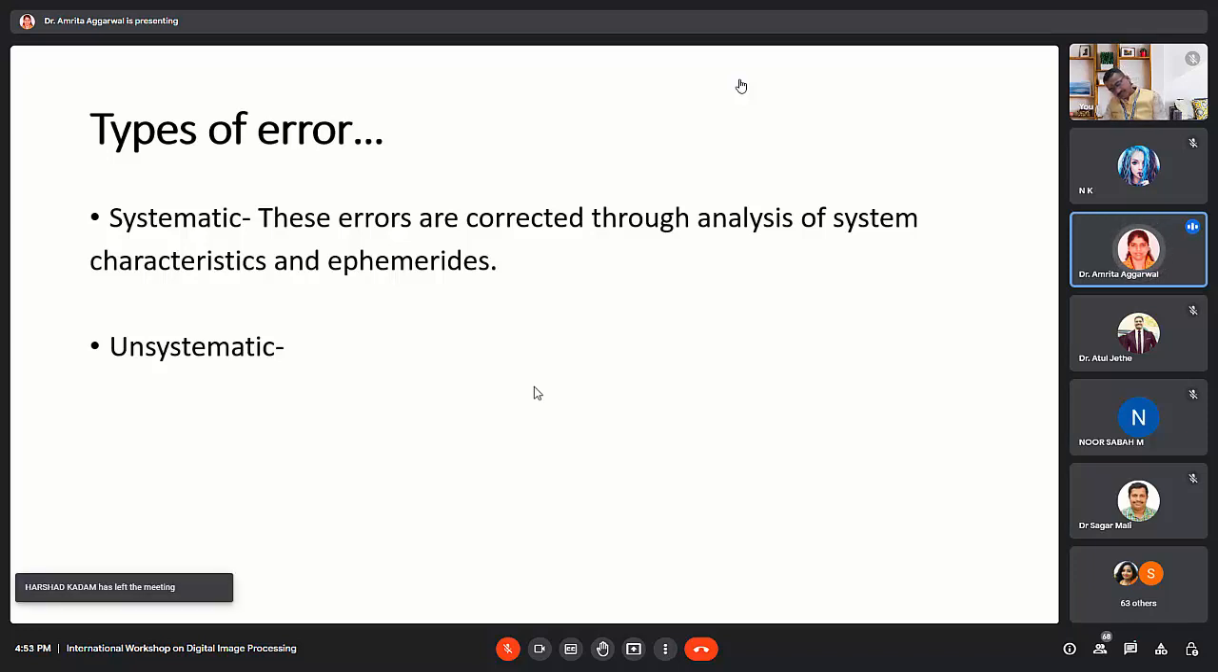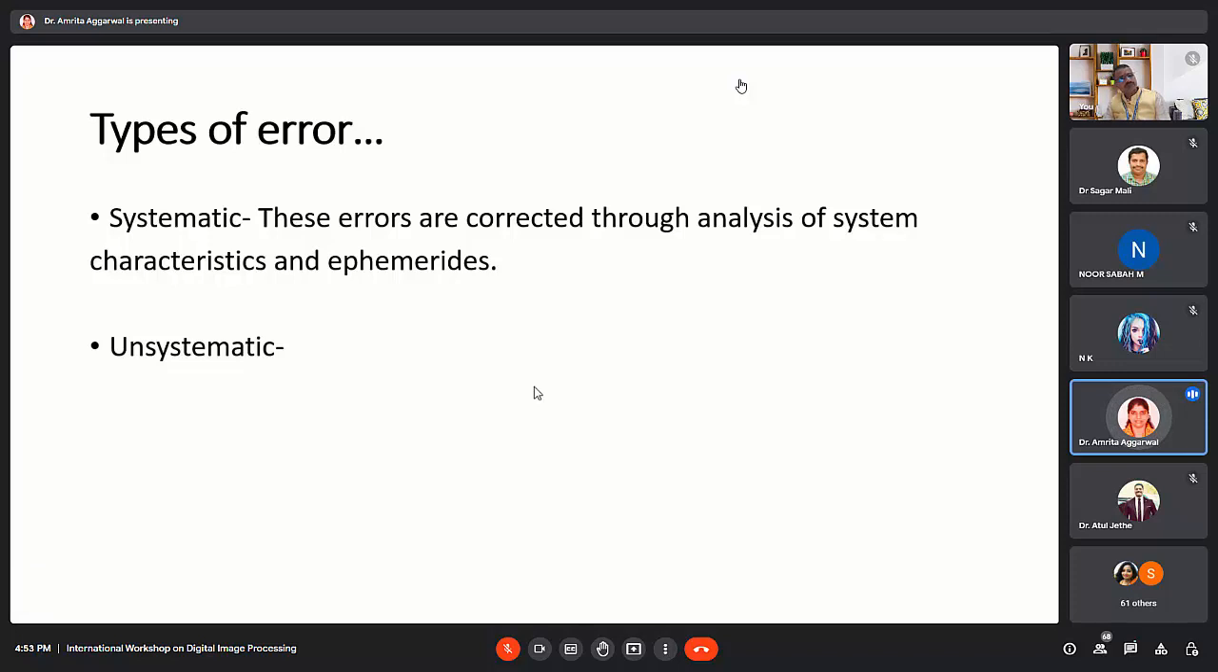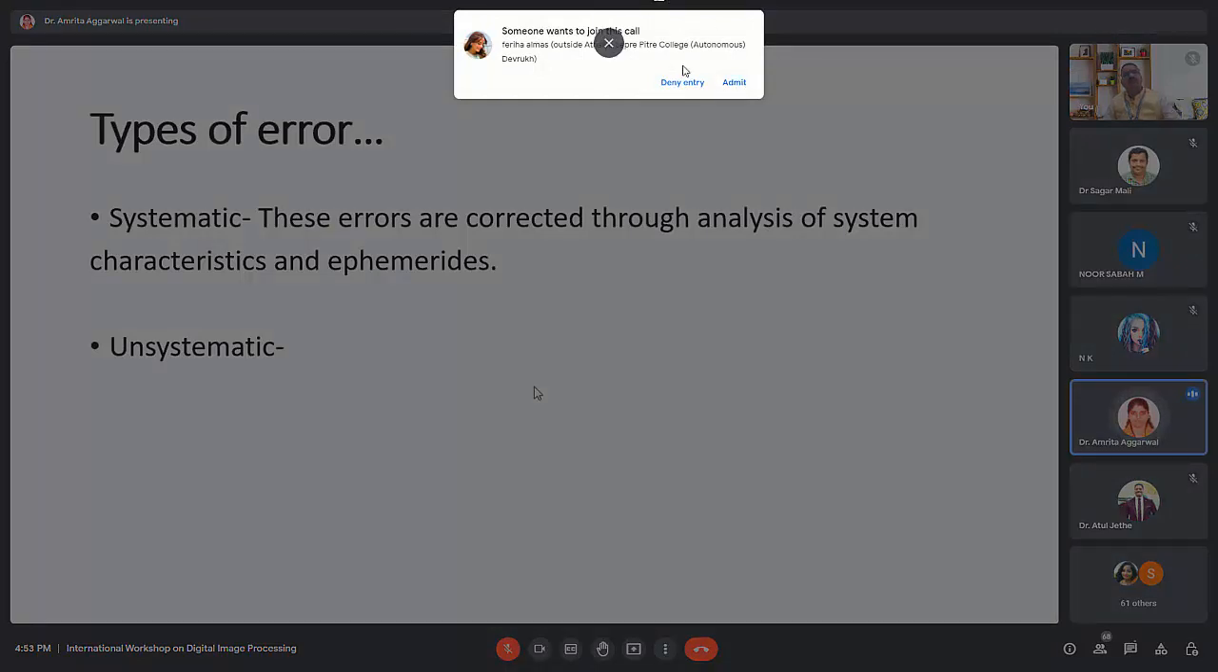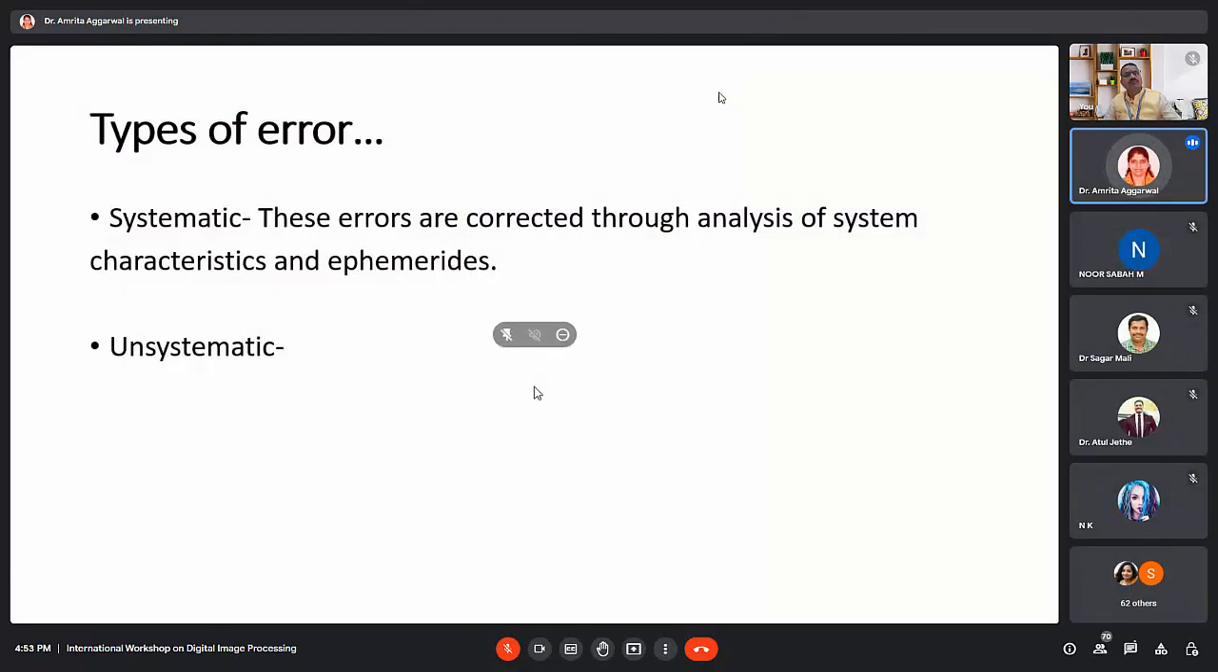Say maybe you did not know that a thunderstorm had come, maybe a sandstorm had come, maybe you could not understand the device, that could cause unsystematic error. So basically the final output will be that there will be some problem in the angle or the geometry, due to which you're not even able to identify the objects.